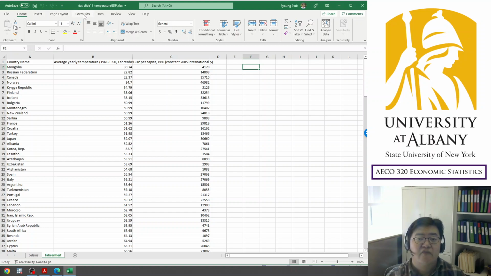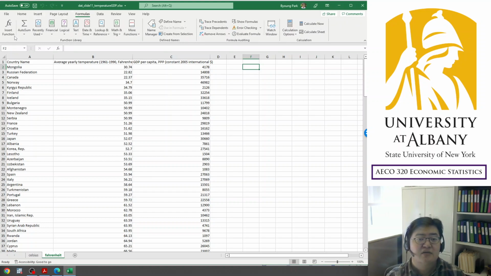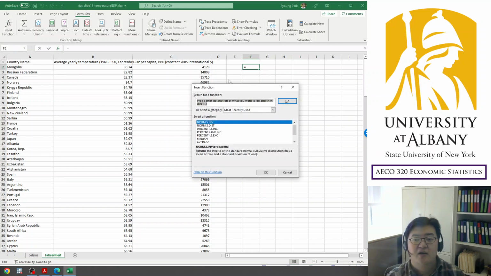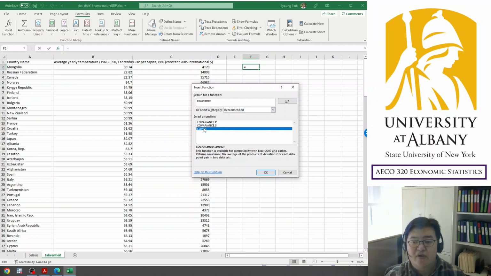Go to formulas, and I'm going to insert a formula based on covariance. If you search for covariance, you will see these two. Actually, this is, I think, obsolete, right? Available for Excel 2007 or earlier, so it's obsolete. So there are two formulas. As you know, .S means sample formula, and .P means population formula. Let me try both of them.